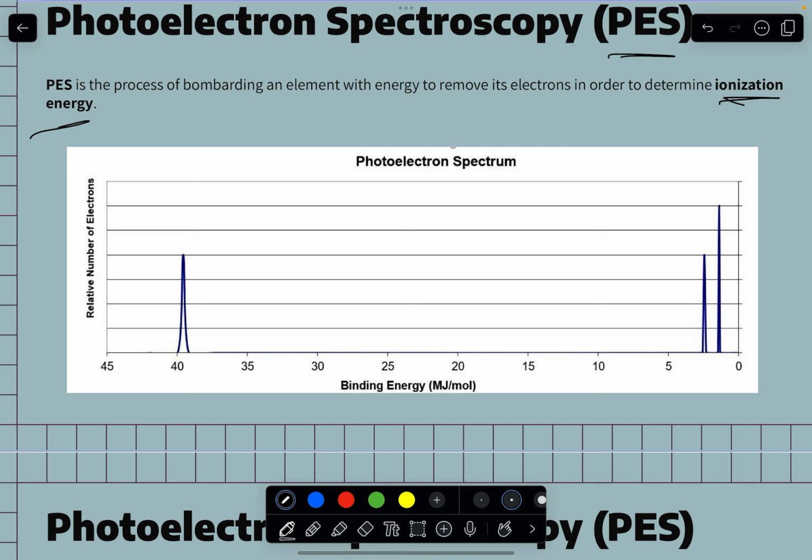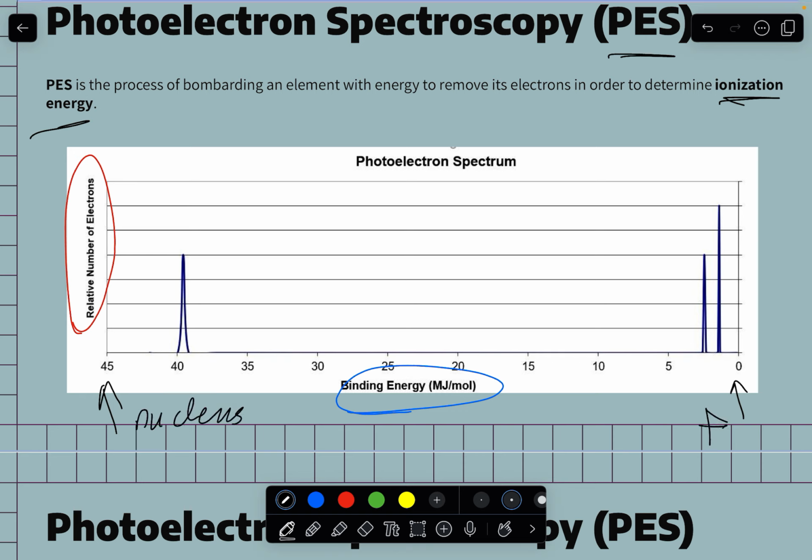So a photoelectron spectrum, PES, looks like this. On the x-axis, you have the binding energy, so that's the amount of energy that was needed. The y-axis is the number of electrons. Okay, so when it's closer to 0, remember, you're further away from the nucleus. It's less pull. The higher the energy, the closer to the nucleus, right?